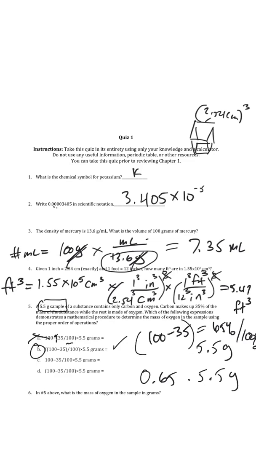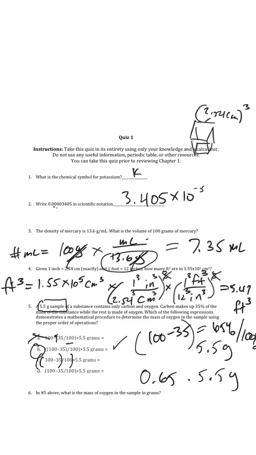Now notice part C, we miss the operation by not putting a parenthesis in here. So if we were to just do 100 minus 35, then divide by 100, just the 35, and then multiply by 5.5, that gives us the 98 answer again. Same answer that we actually got in part A as well. Now this is not correct just because our order of operations is not correct here. We need to be doing this 100 minus 35, then divide by 100, then multiply by 5.5 grams.